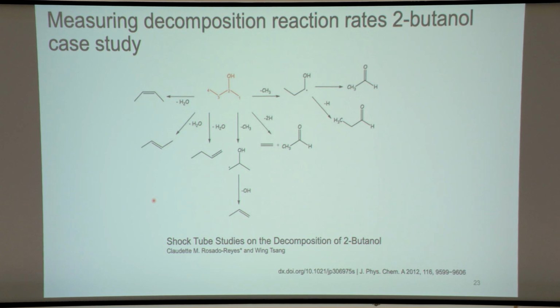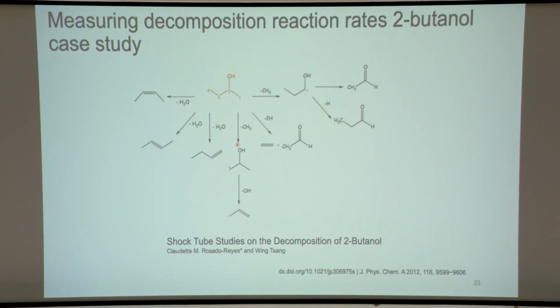So as an example, this is the measurement of all those different initiation pathways for 2-butanol. This is work, I think, done at Stanford. No, sorry, this is also Wing Sang's group. So Claudette, she was a postdoc, but now she's a staff scientist with Wing Sang. This shows you how they measured the rates for initiation. For a molecule like 2-butanol, you have different types of initiation reactions: losing a methyl group to form this intermediate, losing a hydrogen, the elimination reaction losing water, and another reaction to lose a methyl group.